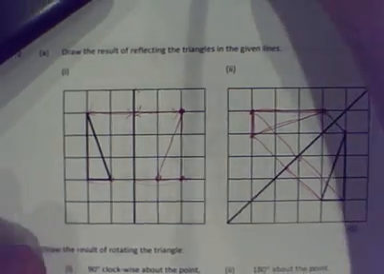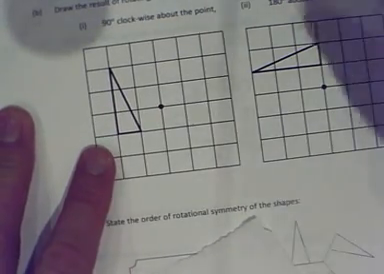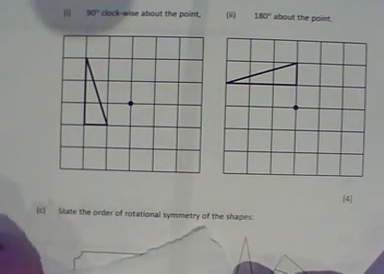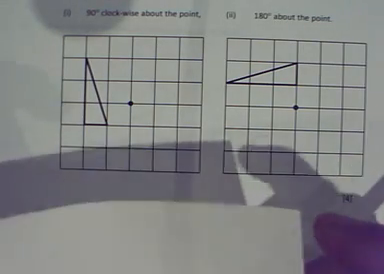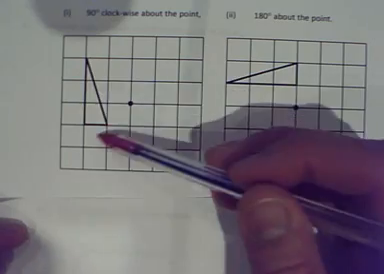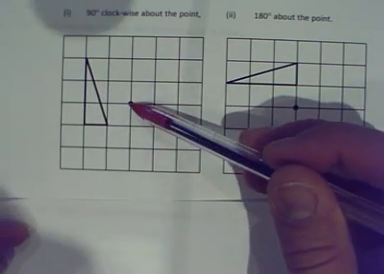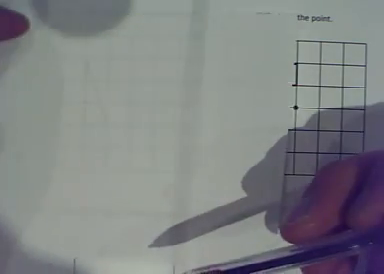With the rotation, tracing paper helps. It's not essential, but if you're finding this difficult, it certainly helps. I don't have tracing paper exactly here, so hopefully you'll still be able to see what I'm doing. I'm going to trace the shape, I'm going to put the pen on the point, and I'm going to turn through 90 degrees.